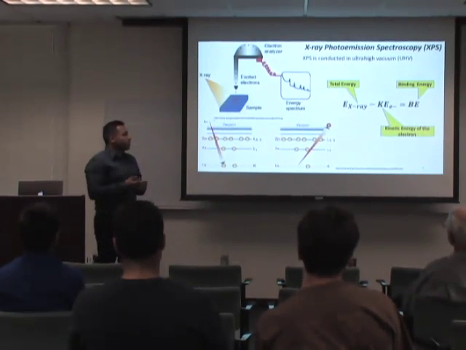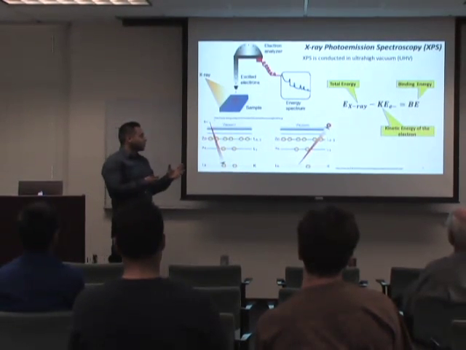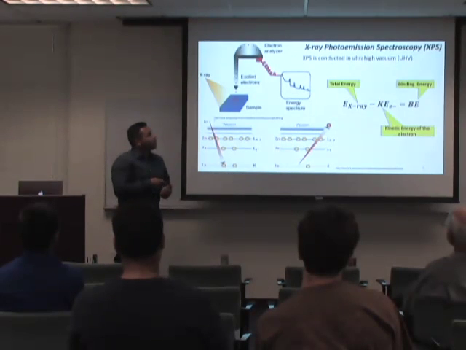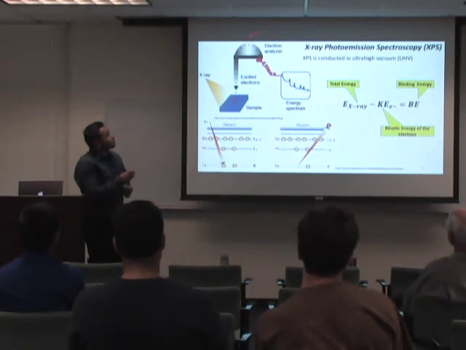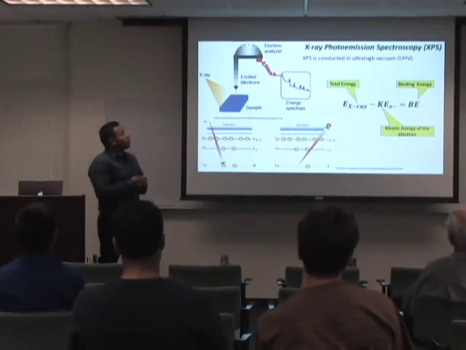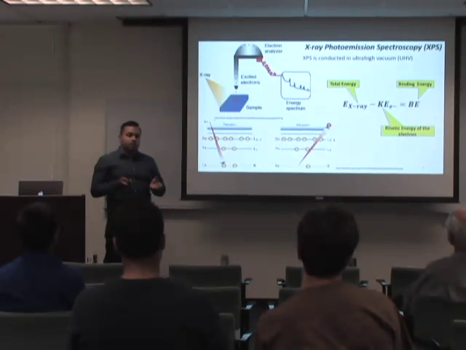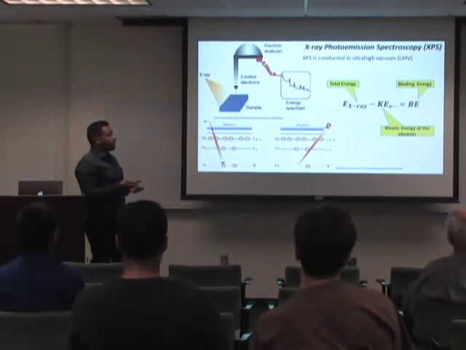So when the electrons are so excited, they're going to leave. When they leave, they're going to pass through this electron analyzer or electric chamber. What it does is read the velocity of the electron. Having the velocity of the electron, we can calculate the kinetic energy.